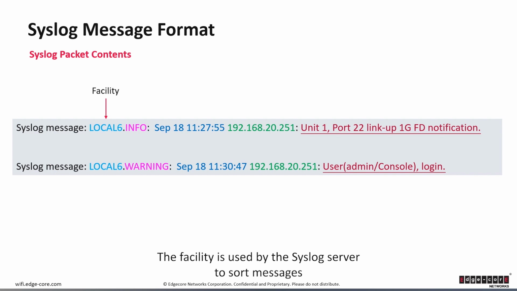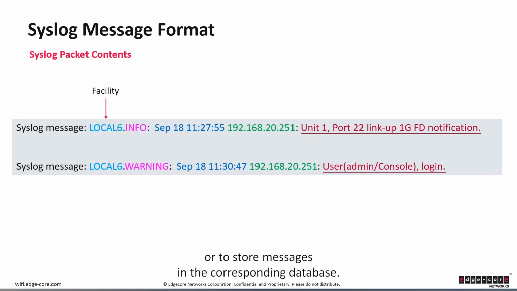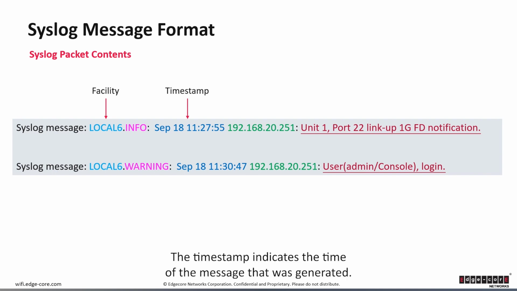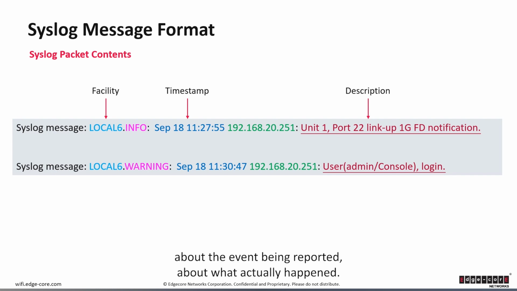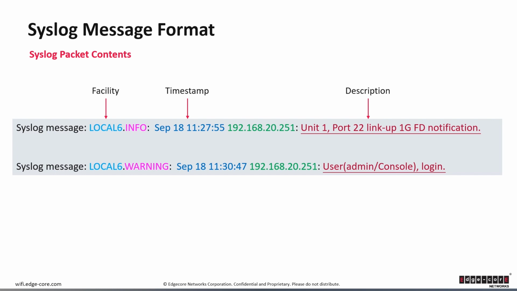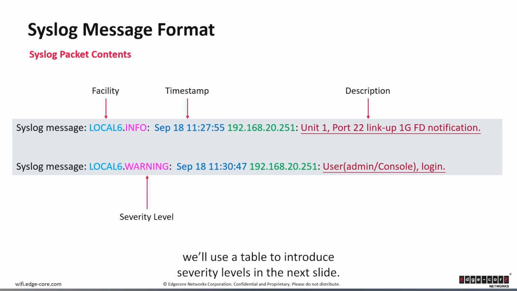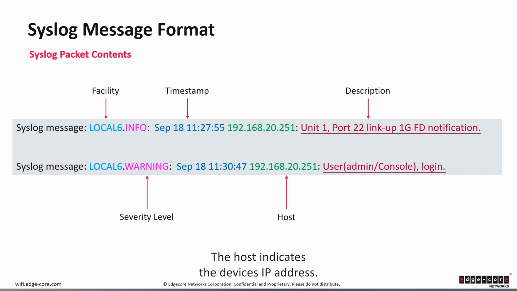The facility is used by the Syslog server to sort messages or to store messages in the corresponding database. The timestamp indicates the time of the message that was generated. Description is the detailed information about the event being reported, about what actually happened. The severity levels are from 0 to 7. We'll use a table to introduce severity levels in the next slide. The host indicates the device's IP address.